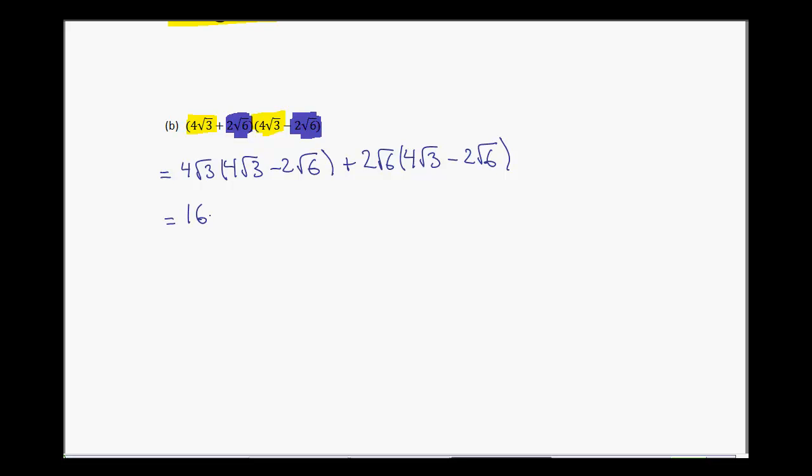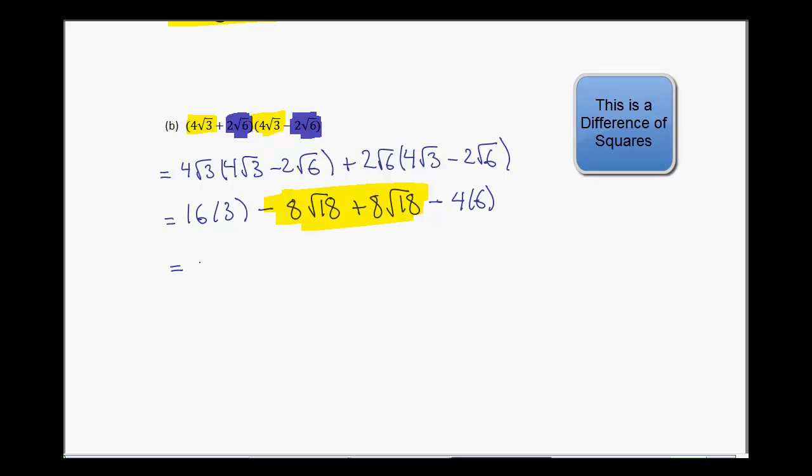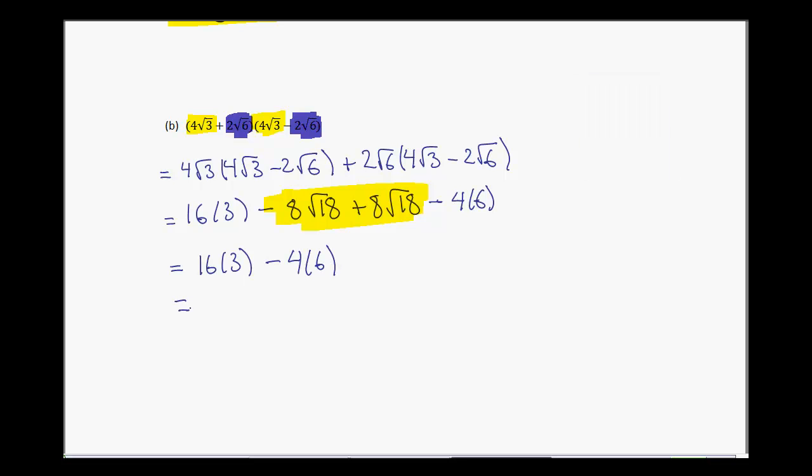We're going to get 16 times 3 minus 8 root 18 plus 8 root 18 minus 4 times 6. Our middle terms here are going to just cancel out nicely because it's a perfect square. So we're going to continue and get 16 times 3 minus 4 times 6, which simplifies to 48 minus 24, and we have a final answer of 24.